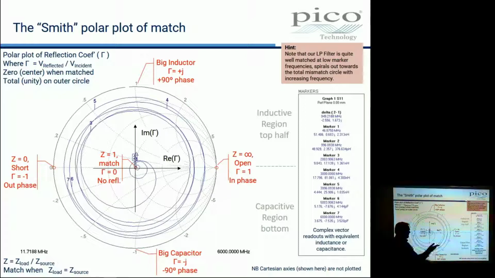This is our low-pass filter still. This is a low-pass filter that we're displaying here. So markers 1 and 2 are in the middle here. It was quite well matched in the middle, and then as we spiral out, increasing mismatch, until we get out to the circle, or nearly to the circle, of total mismatch.